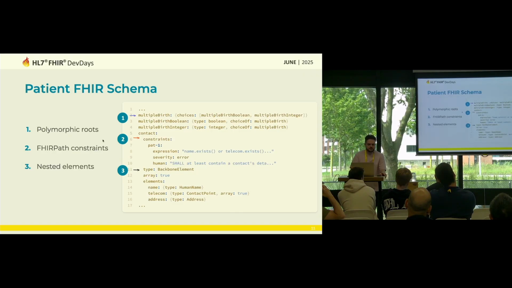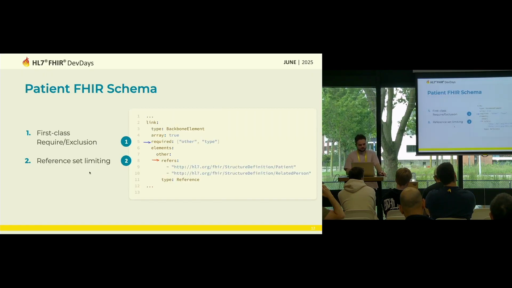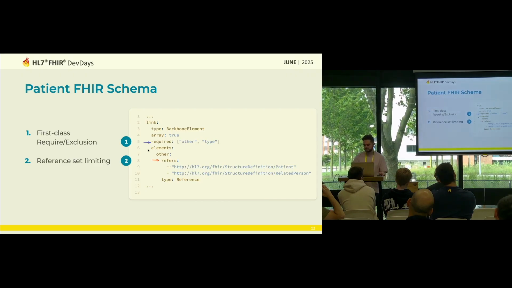FHIRPath constraints are similar to the structure definitions. As constraints, they can sit at the top level or on the element level. Nested elements are just regular elements. Like arrays, requiring and excluding are also first-class things, so you don't need to deduce anything from the cardinalities. Once again, you just have this required or excluded. And reference set limiting: whenever you have a reference type, you can limit it by this reference set.